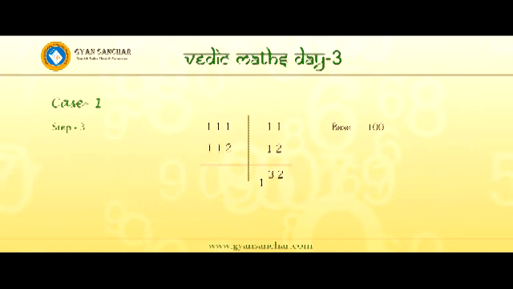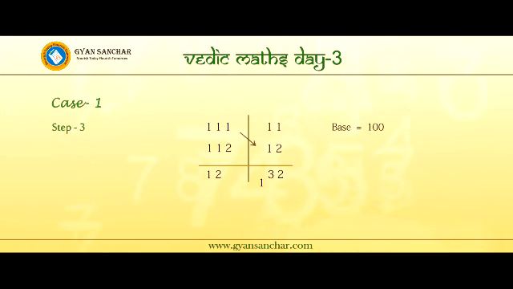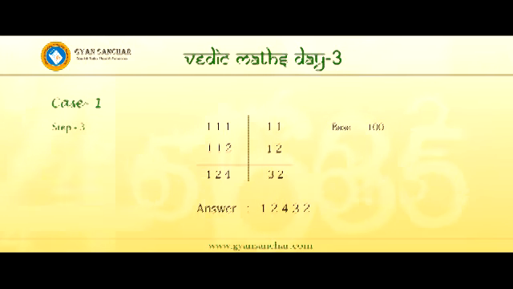Step 3. We get the LHS as 124 by adding the carry of 1 to the sum of either pair of diagonal numbers, that is 111 plus 12 is equal to 123. Final step. The net answer is 12432.